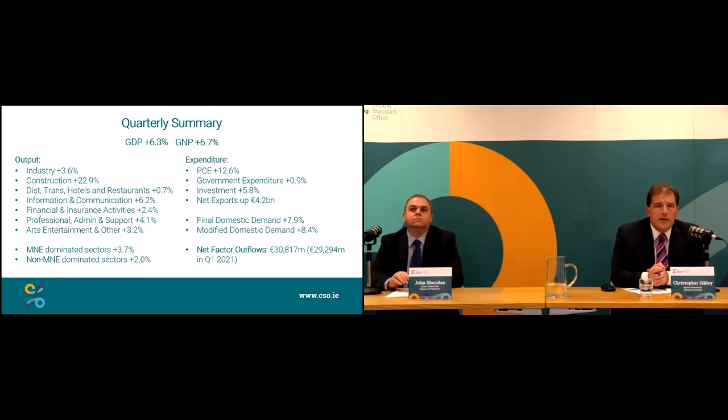On the expenditure side, net exports are again as strong as they typically are at 4.2 billion or 8.2%. Strong growth in investment, government expenditure, and PCE up 12.6%, which is driving the modified final demand measure, 8.4%, which as it turns out is quite similar to the final domestic demand measure because the globalization effects are much lower in the quarter. So that's nice to see that the typical measures and the modified measures are converging without some of the globalization effects. And finally, the strong net factor outflows, a third strong quarter out of four on those, leading to a GNP result of 6.7%.